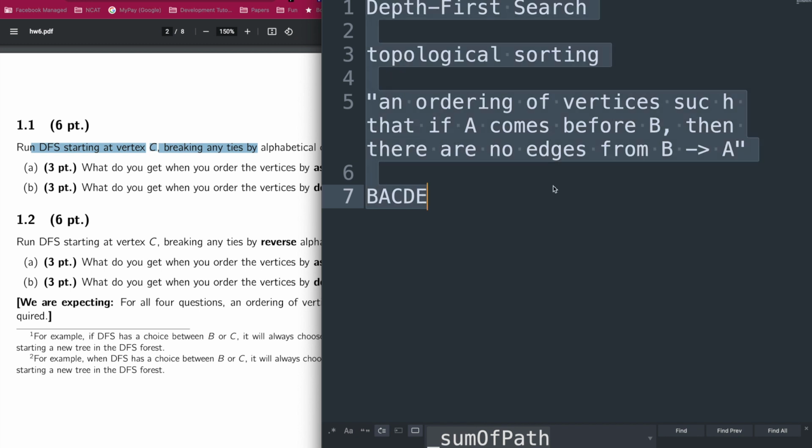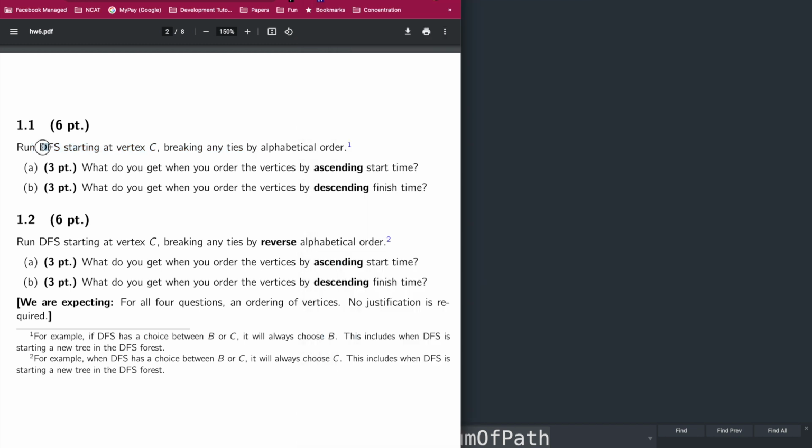So let's jump to part 1.1. This is saying run DFS starting at vertex C, breaking any ties by alphabetical order. Okay, so that means if you can go to A or D, you would go to A, because you want to break ties by alphabetical order.